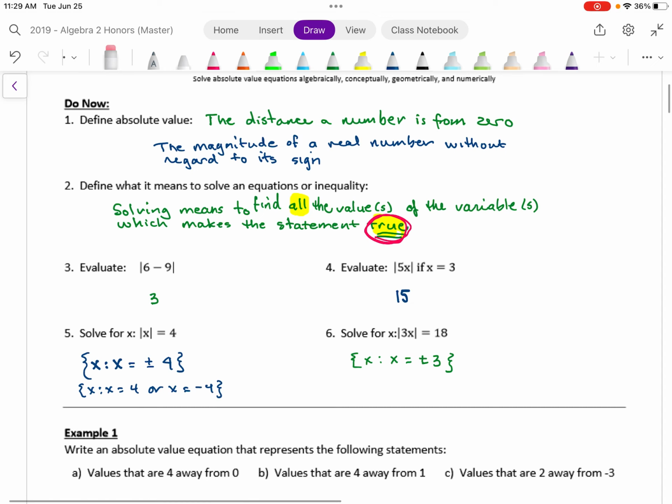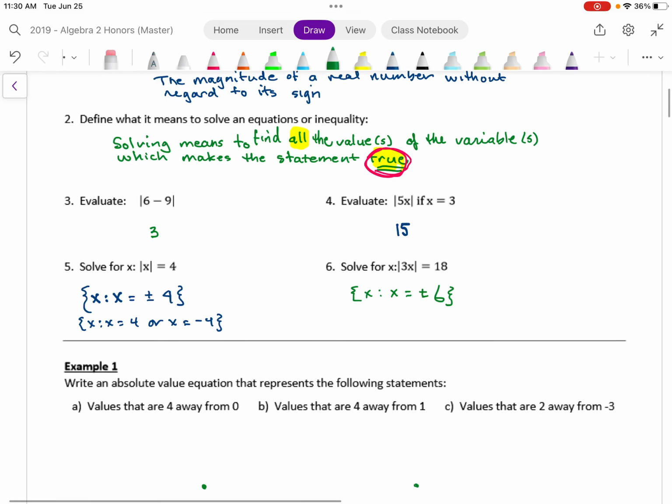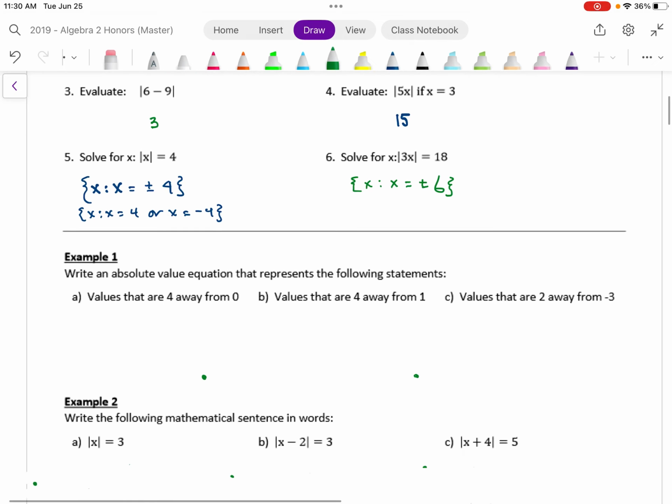Similarly, for number 6, we end up with x such that x is positive or negative. I wrote that wrong. It's supposed to be 6 here. Whoops. Positive and negative 6, like that, for that to work. All right. Moving on to example 1.